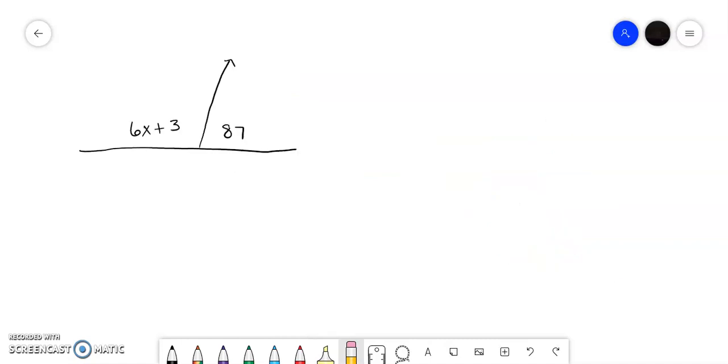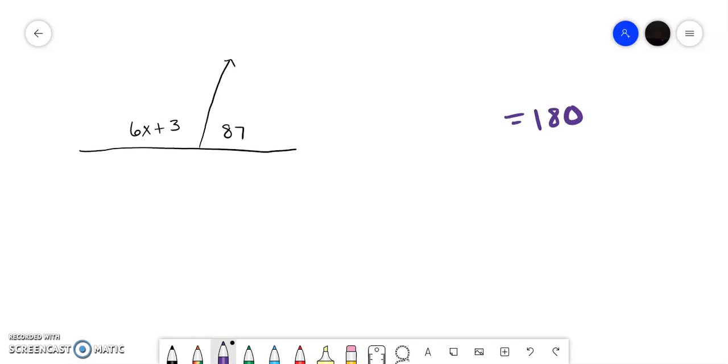Okay, so for this next example, it's really similar to the first problem, but instead of having complementary angles, we now have supplementary angles. We know it's supplementary because it forms a straight line down here at the bottom. This is the straight line I'm talking about. Because we have that straight line, we know it's going to be equal to 180 degrees.